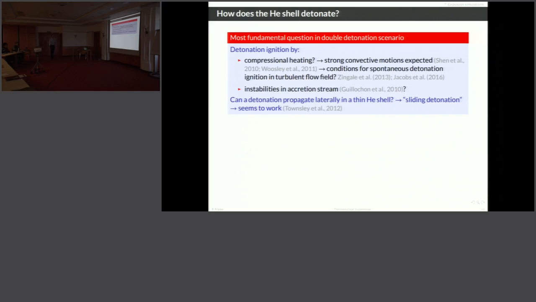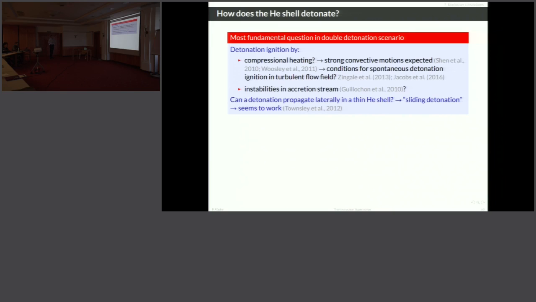So we are back to all the problems that we had in the deflagration-to-detonation scenario for the late detonations of Chandrasekhar mass white dwarfs. Another possibility is that the initiation of the helium shell detonations happens by instabilities in the accretion stream. So this was pointed out by James Guillochon and Enrico Ramirez-Ruiz and collaborators.